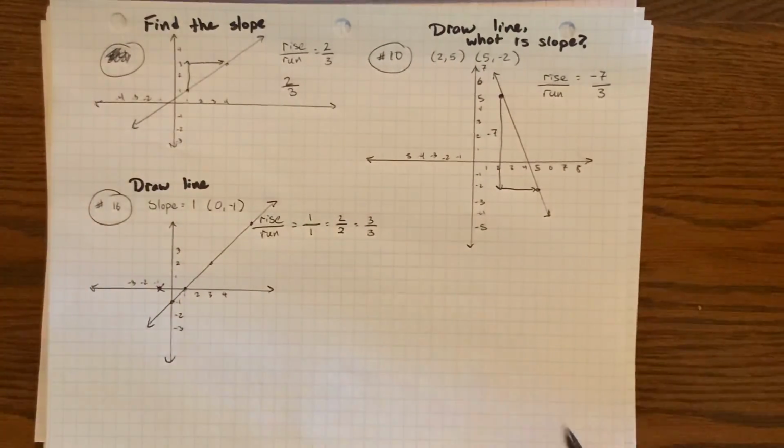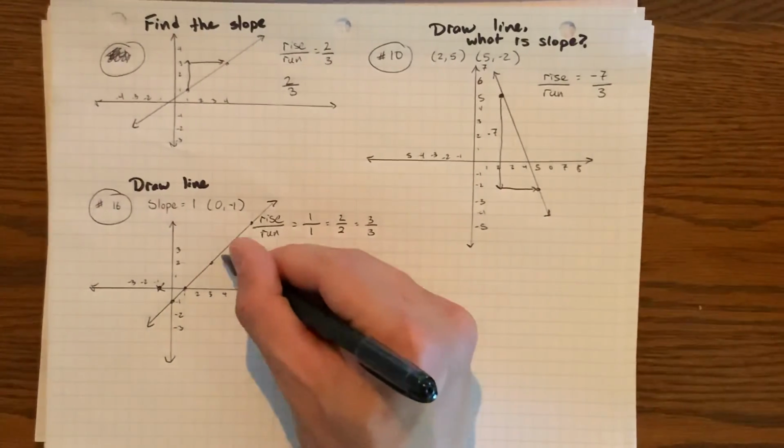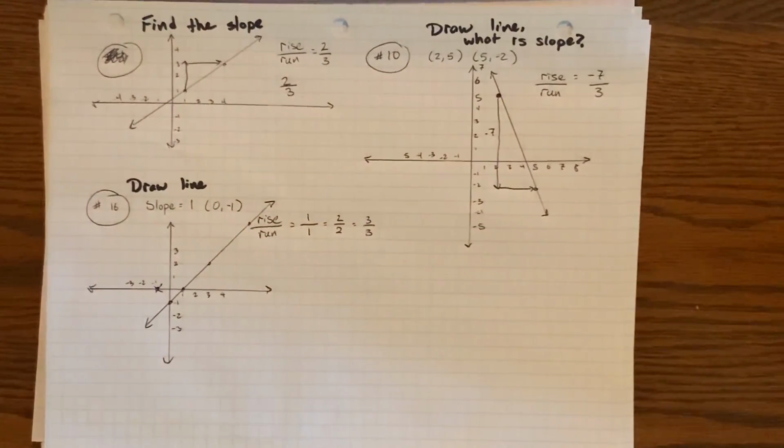You know, one of the unique things about having a slope of 1 is that it will move perfectly through all of your squares. Isn't that nice how it does that?